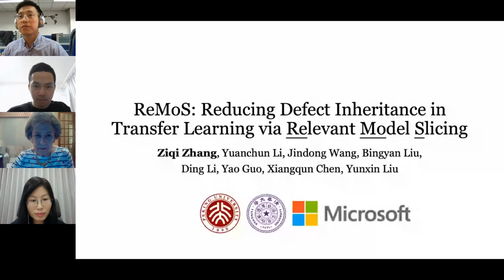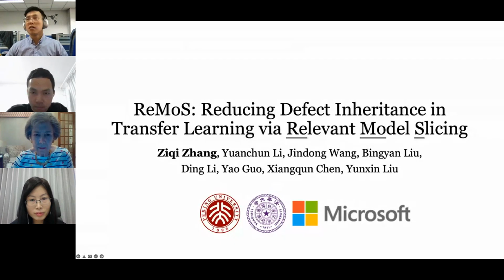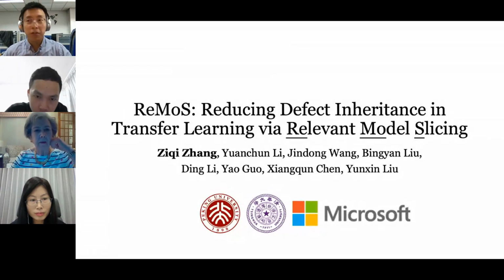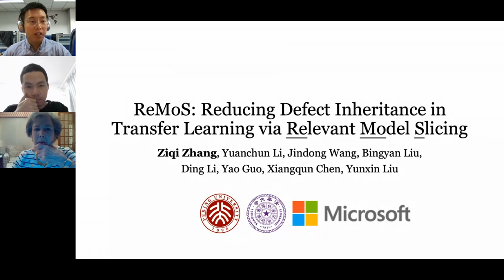Our next paper is REMAS, Reducing Defect Inheritance in Transfer Learning via Relevant Model Slicing. And our presenter is Ziqi Zhang. Okay, thanks, Professor. Hello, everyone. I am Ziqi Zhang from Peking University. Next, I will introduce our paper, REMAS, Reducing Defect Inheritance in Transfer Learning via Relevant Model Slicing.